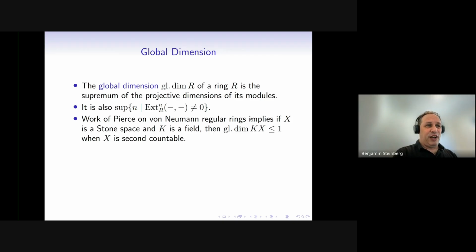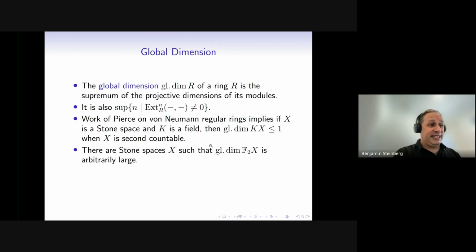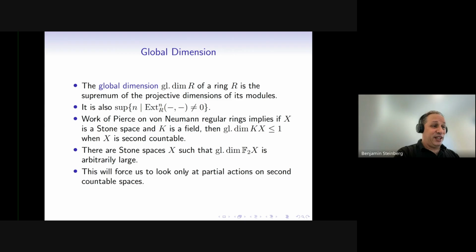I mean, this essentially follows from Kaplansky's theorem that countably generated ideals in a von Neumann regular ring will be projective. That's essentially it. But he also shows that there are Stone spaces X for which the global dimension of F2^X is arbitrarily large. So if you're trying to get the global dimension of an ample groupoid, you're going to want to put some countability conditions on X, or it could be very big. It can get big. So I'm going to look at partial actions of free groups on second countable spaces to have a chance of getting low global dimension.